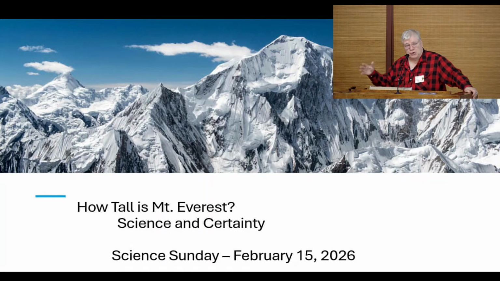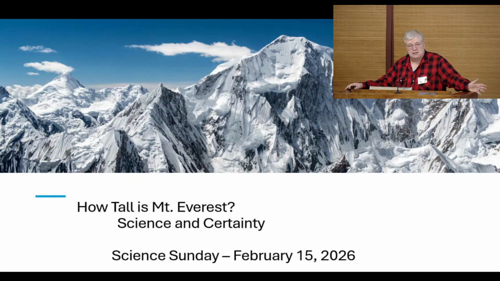Or maybe there'll be an earthquake, and it'll subside a little bit. There's also erosion happening at the same time, right? So you've got these competing forces. But not only that, it's walking northeast. Mount Everest is walking northeast at about, I think it was about 3 inches a year. So Mount Everest is on the move.